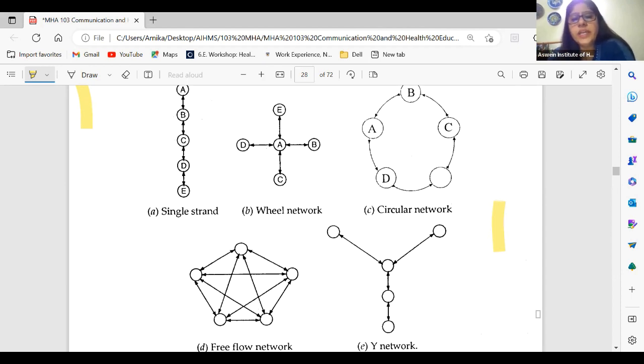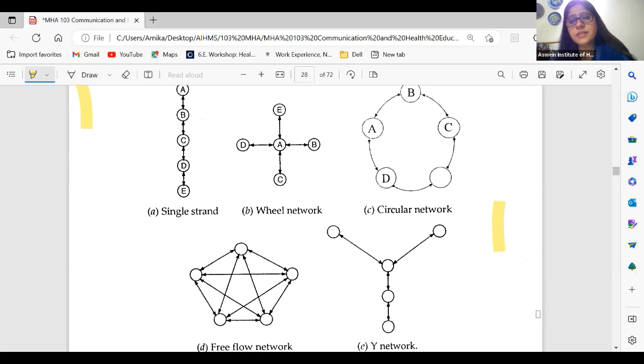Now, if you talk about the wheel network, what happens? A single person talks to multiple receivers. He is the sole person in charge of the information which is passing on. As you can see in the diagram, A is talking to B, C, D, and E, with two-way communication. This has advantages and disadvantages. The advantage is that the same information is passed on to multiple receivers, and the sender is getting their feedback also. He is ensuring that whatever information he is passing is reaching all the receivers.